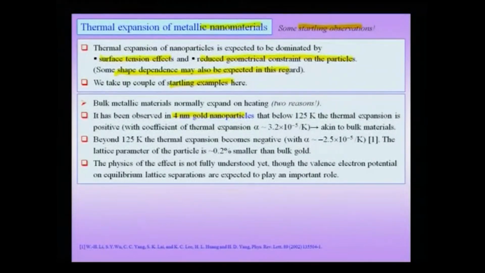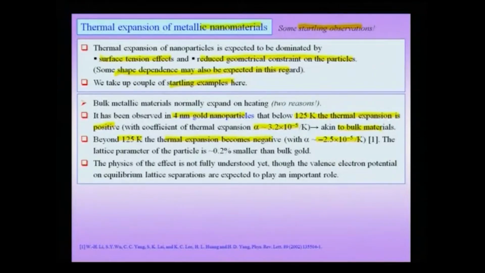Now, it has been observed, and this is a very startling example, that in 4 nanometer gold nanoparticles, below 125 Kelvin, the thermal expansion is positive. That means it is a normal kind of thermal expansion, and the thermal expansion coefficient is about 3.2 into 10 power minus 5 per Kelvin, which is not very different from what you expect for bulk materials. But beyond about 125 Kelvin on heating, the thermal expansion becomes negative. That means the material tends to contract after you heat above 125 Kelvin, and the negative coefficient of expansion turns out to be about minus 2.5 into 10 power minus 5 per Kelvin.